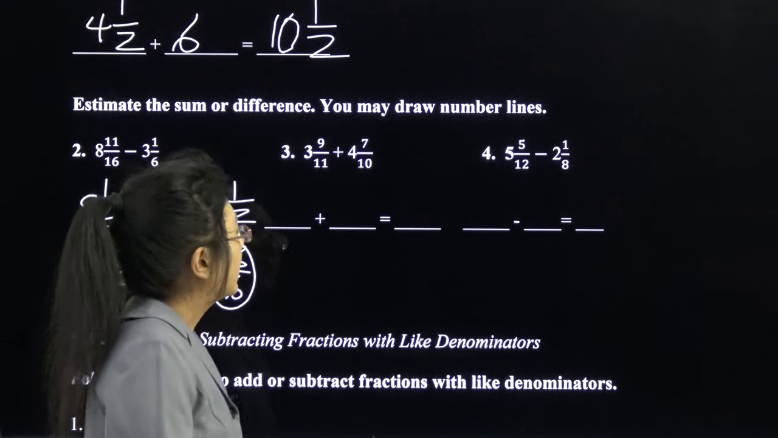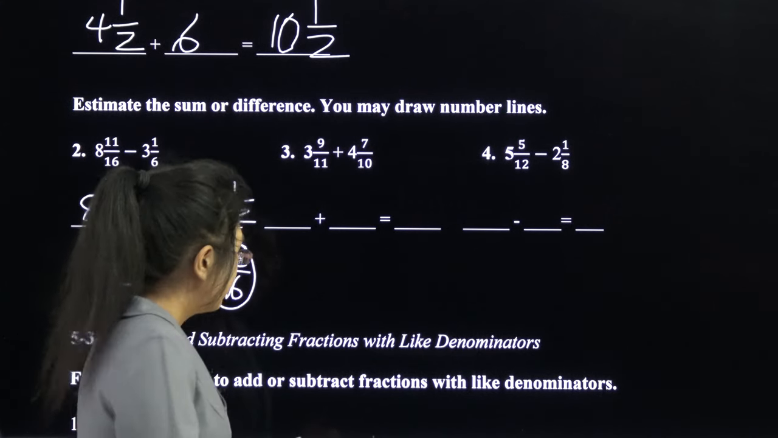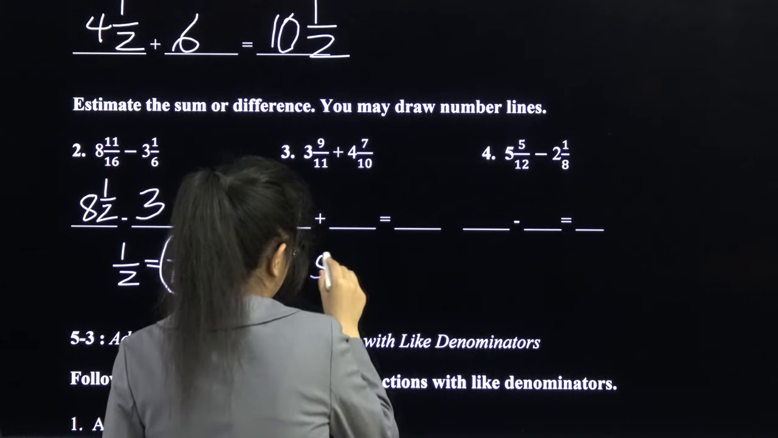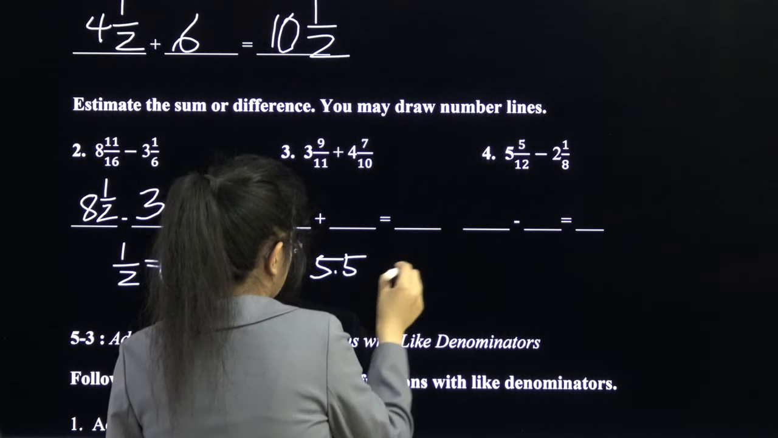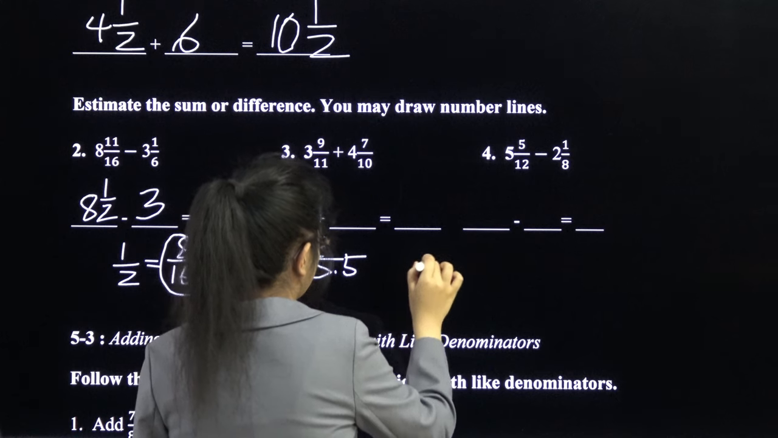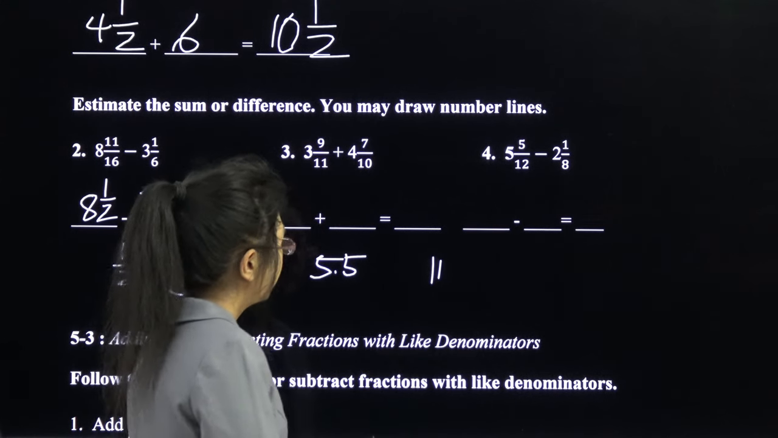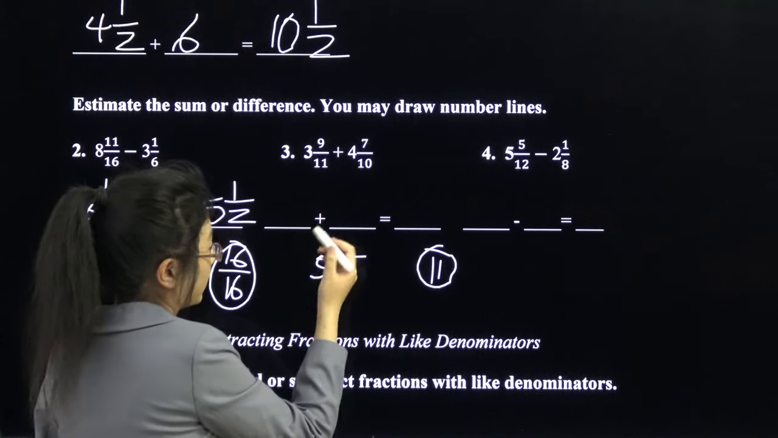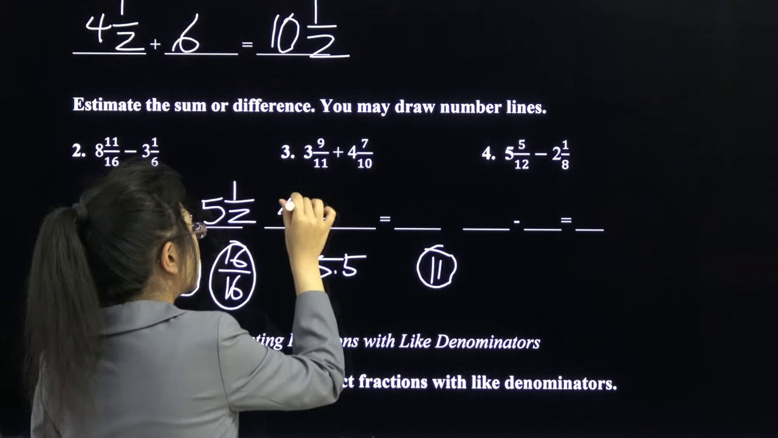3 and 9/11. So 9/11. What's half of 11? 5.5. So is 9 closer to 5.5 or 11? 9 is closer to 11. So we round this mixed number up to 4.